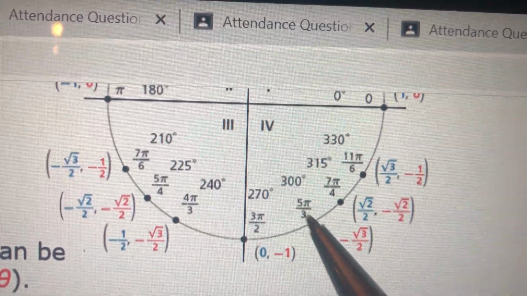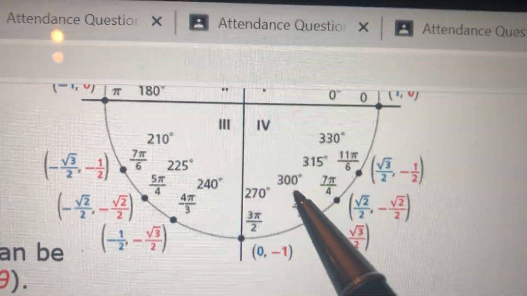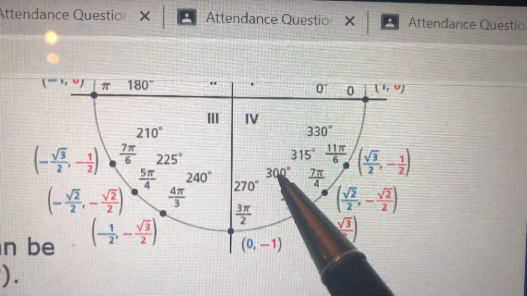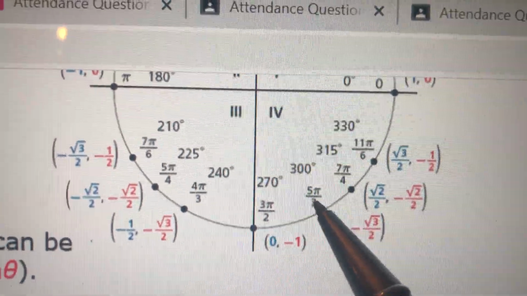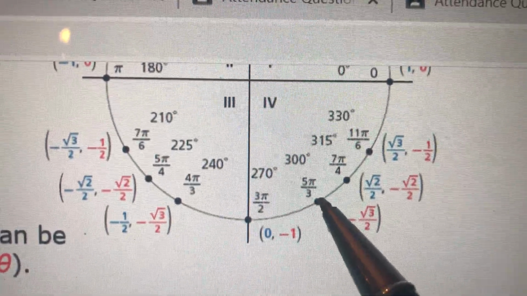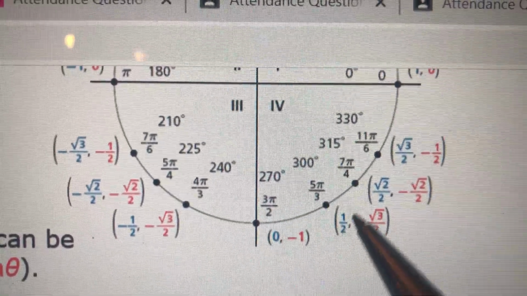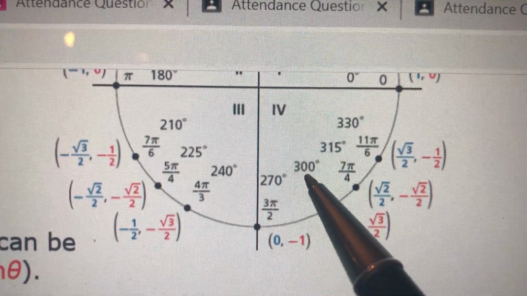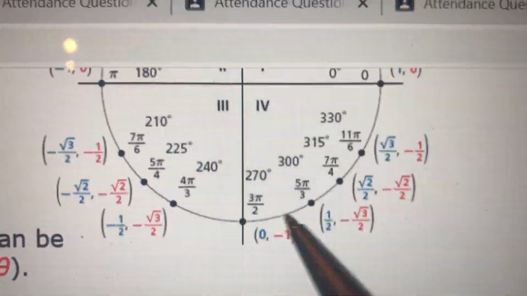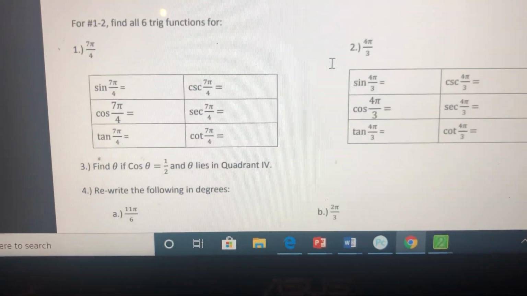It doesn't specify whether to use radians or degrees, but this would be at 300 degrees, or 5 pi over 3 radians. I would accept either. So at what angle is your x-coordinate in quadrant 4 equal to 1/2? You would say when theta is 300 degrees or 5 pi over 3. Same thing, it's just one is degrees and one is radians. So that would be number 3.